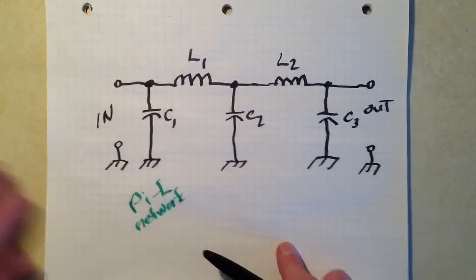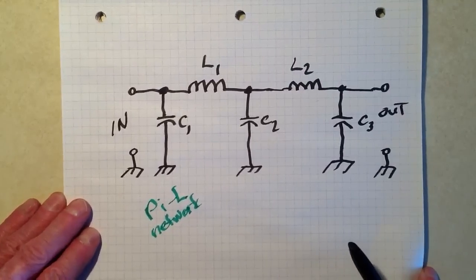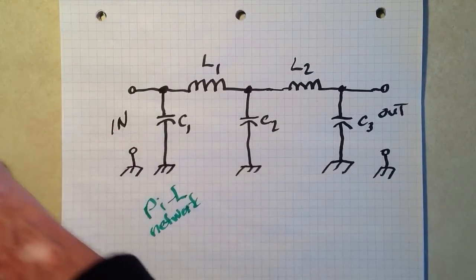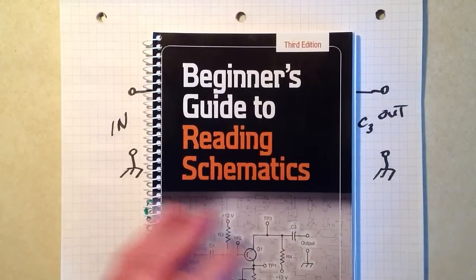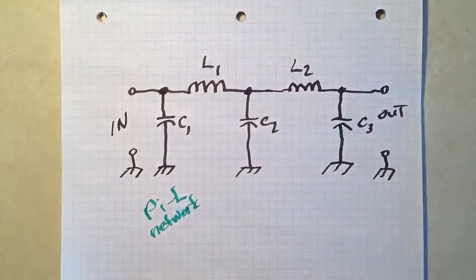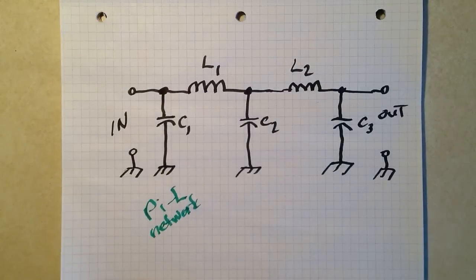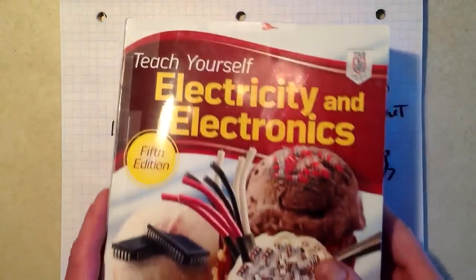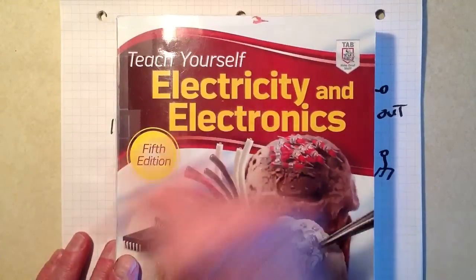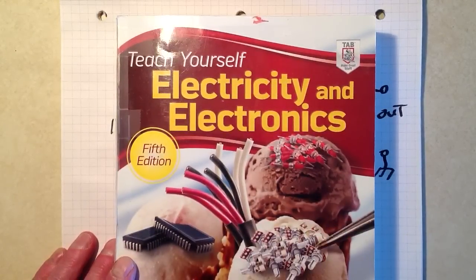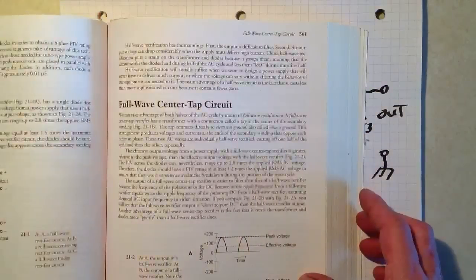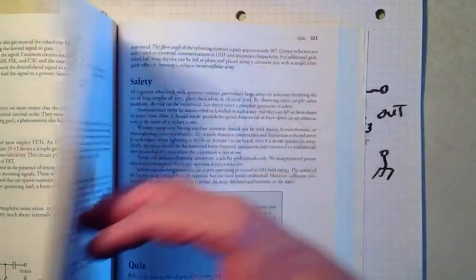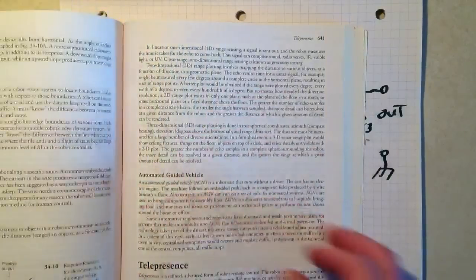Go to pages 94 and 95 of the book, Beginner's Guide to Reading Schematics, and also to drawing them. And if you really want a lot of information about how inductors, capacitors, and all that good stuff works, get my book, Teach Yourself Electricity and Electronics. Look for the latest edition, and have fun. This thing is as big as the Toyota Tundra instruction manual, 700 plus pages.